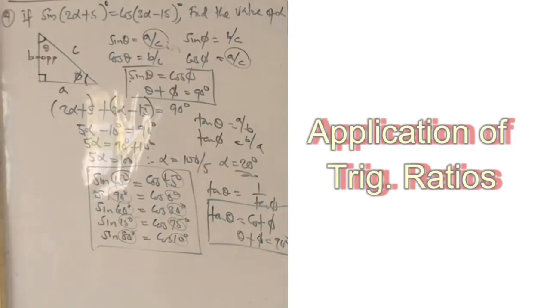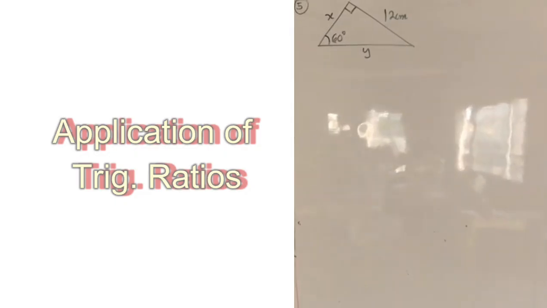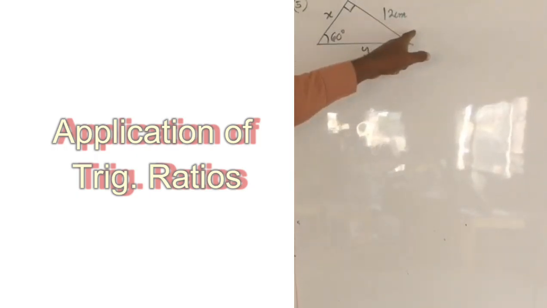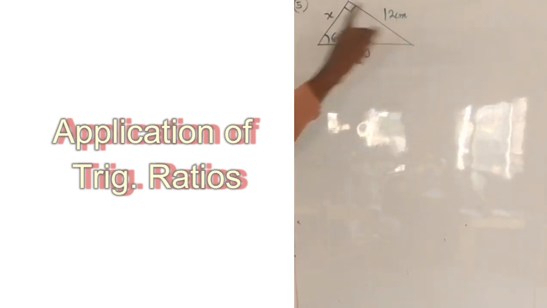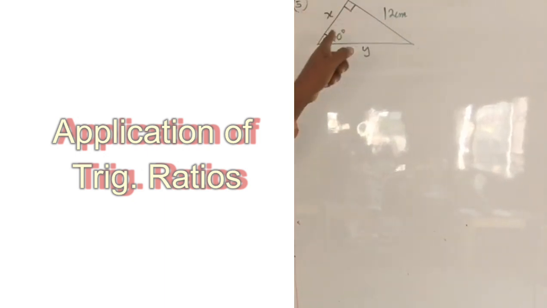Is that understood? Now look at this question 5. Unlike the previous question we've been solving, we are given two sides. We are looking for the third side. In this case, we are given only one side. In a right angle triangle, if one side is given, we cannot get the other two sides unless you are given one of the interior angles, either this or this. So if you are given two sides, you can get third side using Pythagoras theorem. But if you have two unknown sides, you must have a known side and one angle that is known.